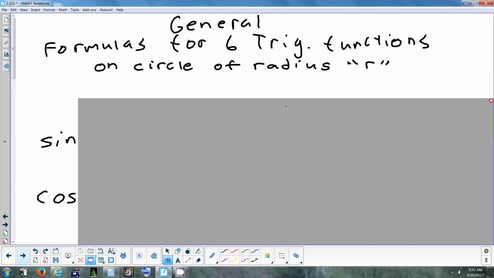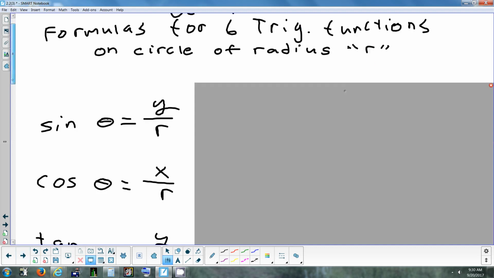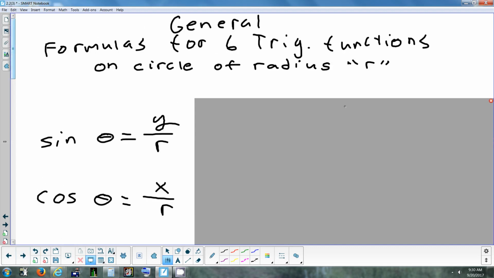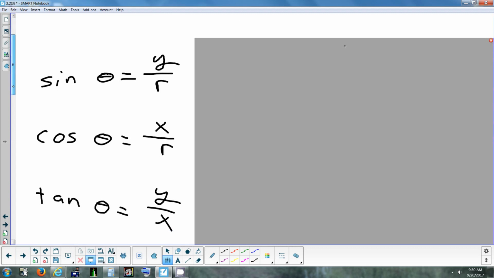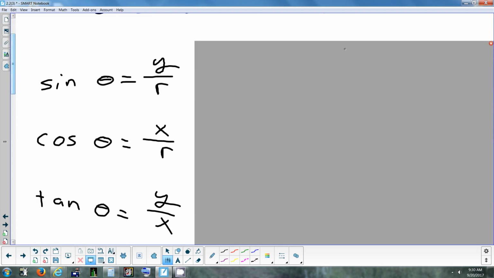Okay, so what that does is it gives us formulas for unit circle trig, well, actually general formulas. Not just on a unit circle, but on any circle. The radius could be 1, like it has been all week, but now the radius could be 6, 15, 762. As long as you use these formulas, it would work. So notice sine was y. You scaled it by r. So now it's y over r. Cosine is x over r.